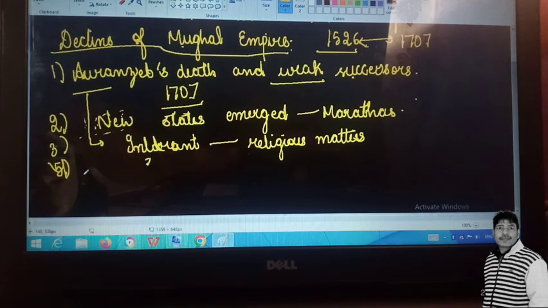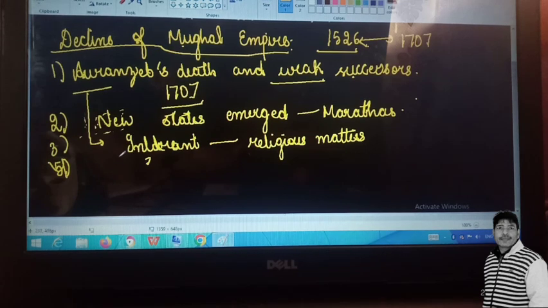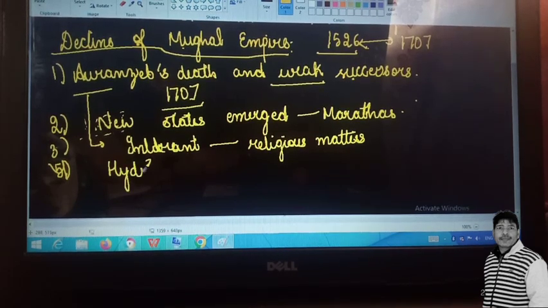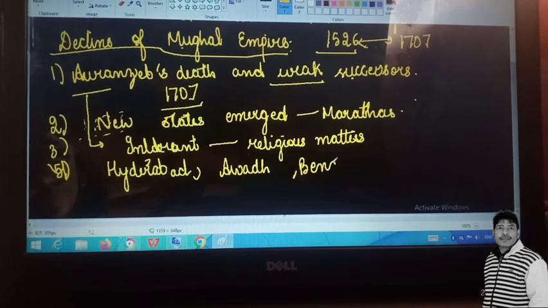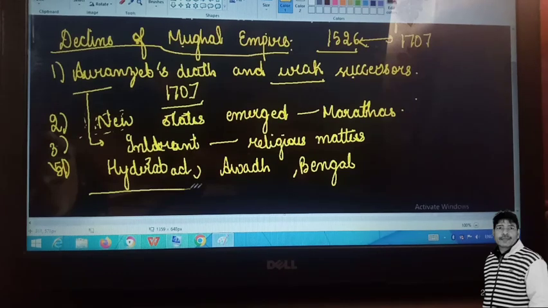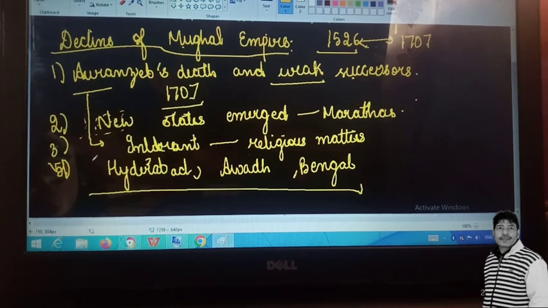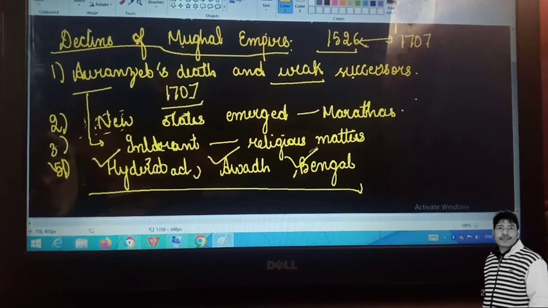Now, the Mughals were left with not-so-powerful mansabdars. Many mansabdars gained their independence and many governors formed their separate kingdoms, for example, Hyderabad, Awadh, and Bengal. These were the factors that led to the decline of the Mughal Empire. Now we shall see the formation of Hyderabad, Awadh, and Bengal one by one.